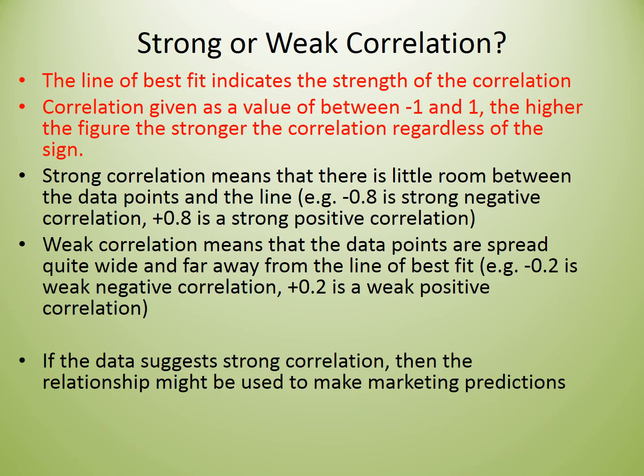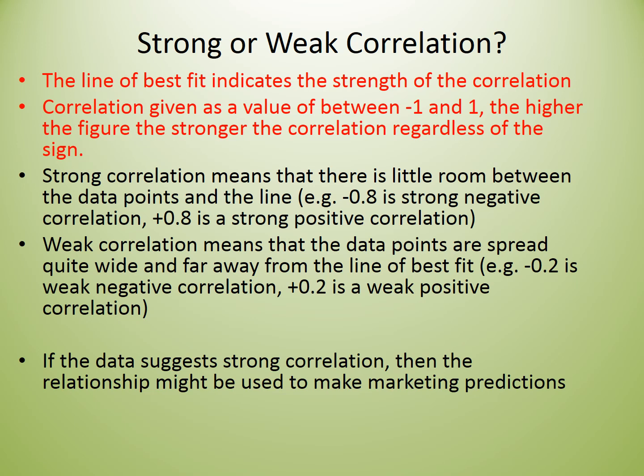So whether it's a strong or weak correlation is, again, about looking at that line of best fit. If the correlation is given as an actual value between -1 and 1, then the higher the figure, the stronger the correlation, regardless of the sign. It's always a value between those two, and you're looking for higher. Strong correlation means there is little room between the data points and the line.